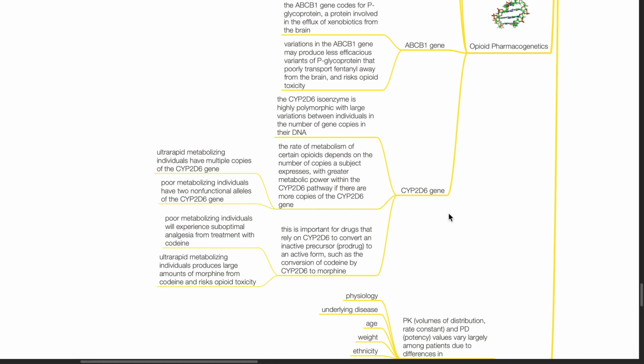This is important for drugs that rely on CYP2D6 to convert an inactive precursor prodrug to an active form, such as the conversion of codeine to morphine. Poor metabolizing individuals will experience suboptimal analgesia from treatment with codeine. Ultra-rapid metabolizing individuals produce large amounts of morphine from codeine and risk opioid toxicity.